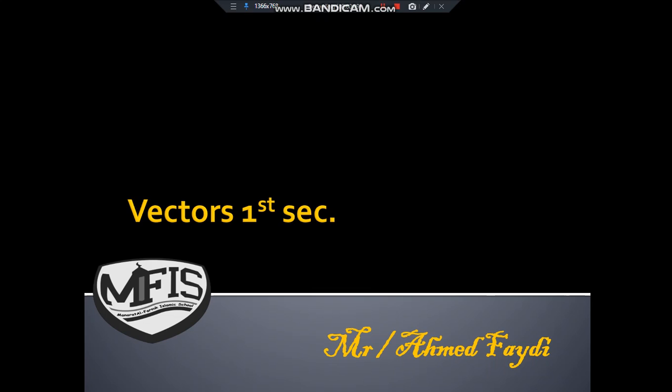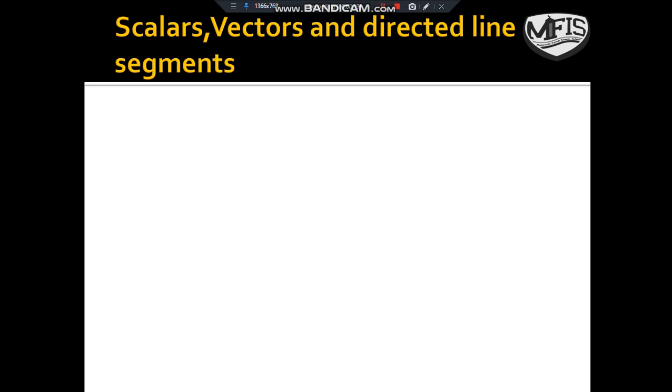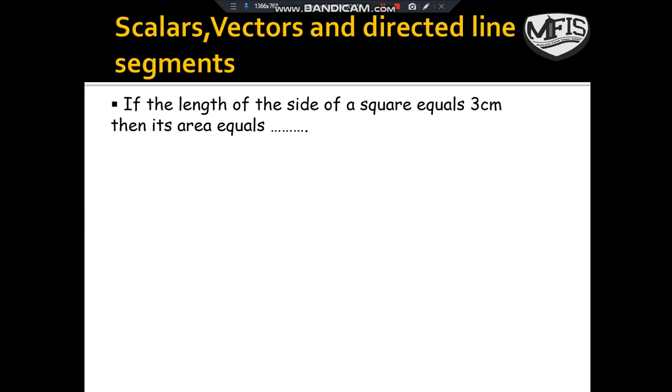And today, inshallah, we'll talk about our first lesson in geometry, vectors. Let's start by an important definition: scalars, vectors, and directed line segments. So we have examples to understand the meaning of scalar quantity and vector quantity.